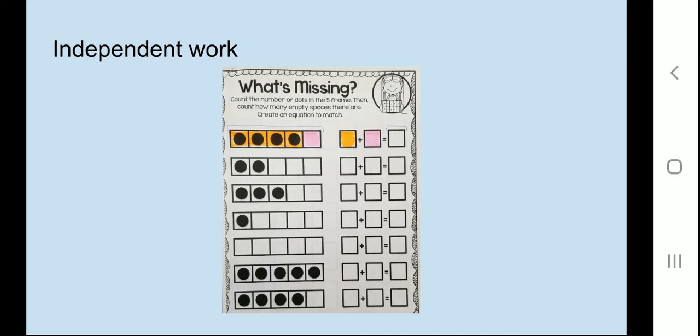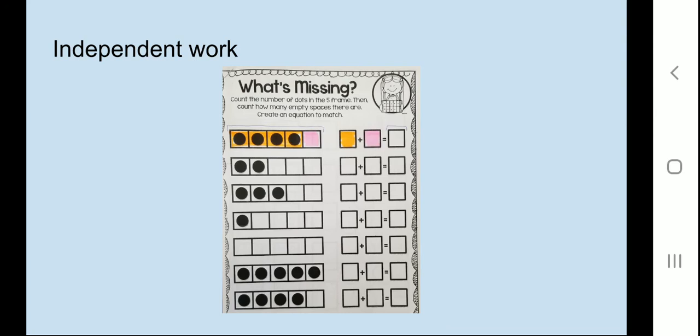Knowing those friends of 10 is a great way to help you with addition, number bonds, and tens frames. So keep practicing. For your independent work today, you're going to work in your math fluency packet that you receive from school. If you don't have this packet, you can simply do the work on a blank piece of paper.